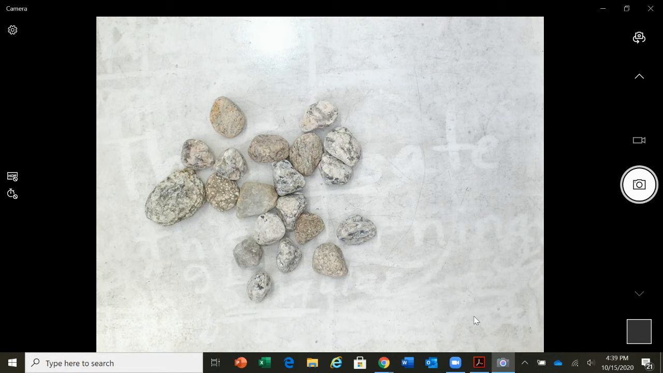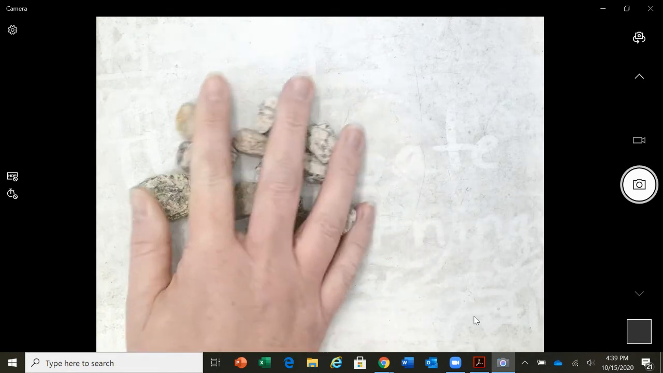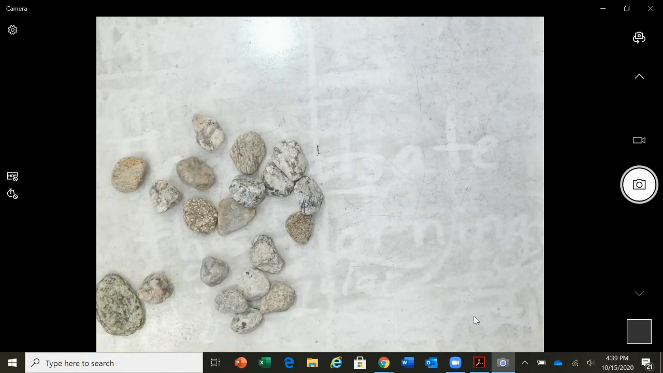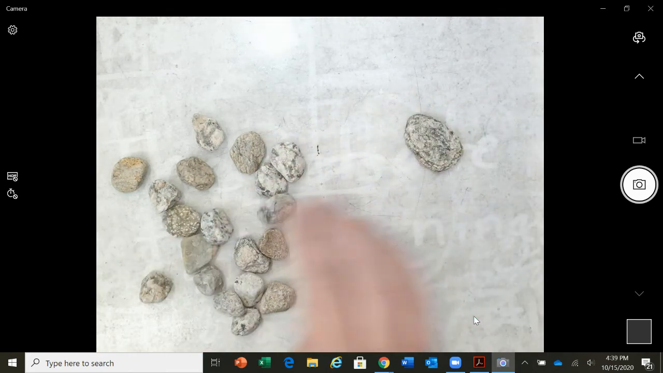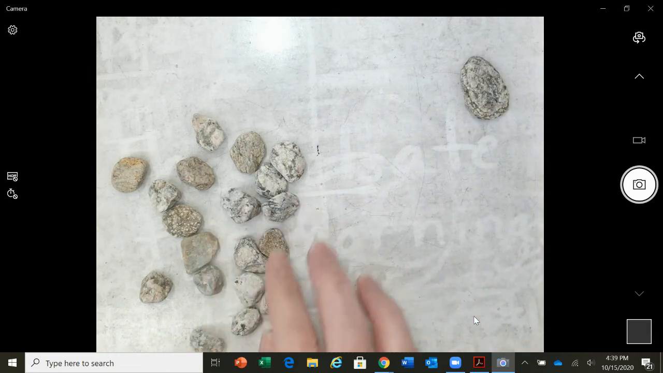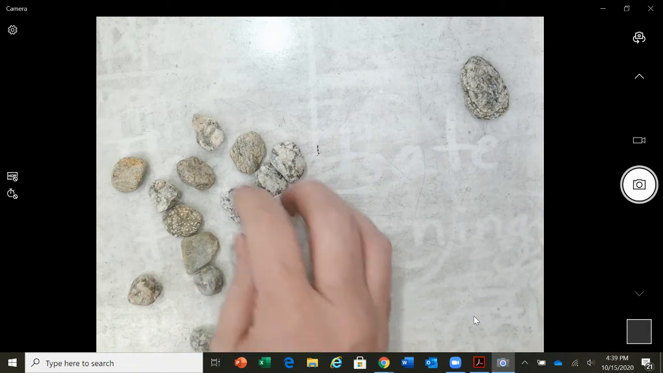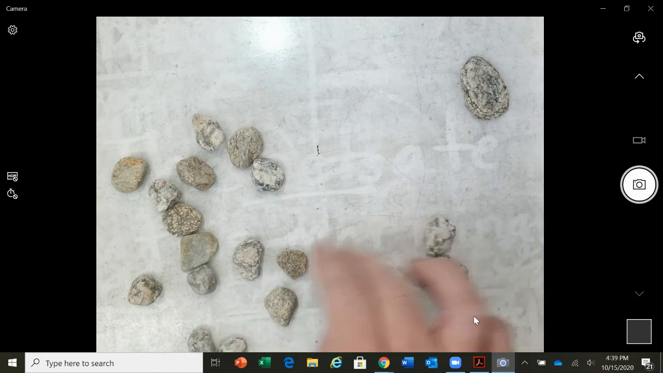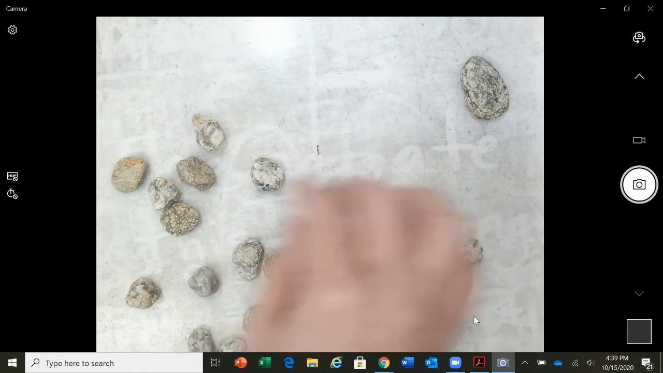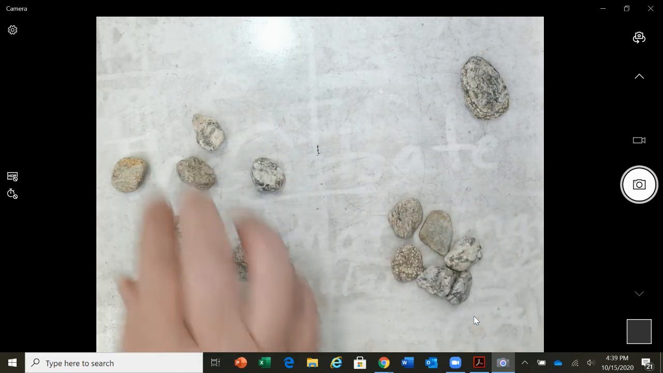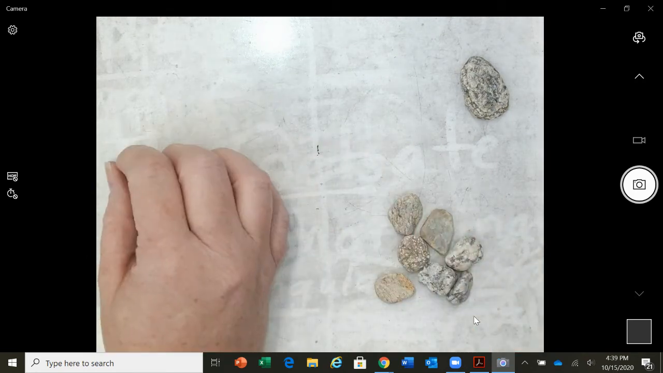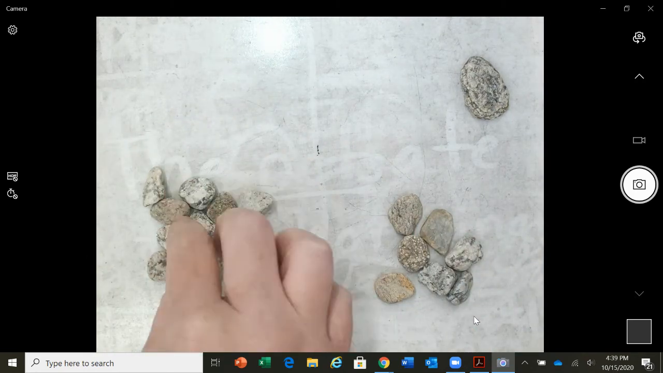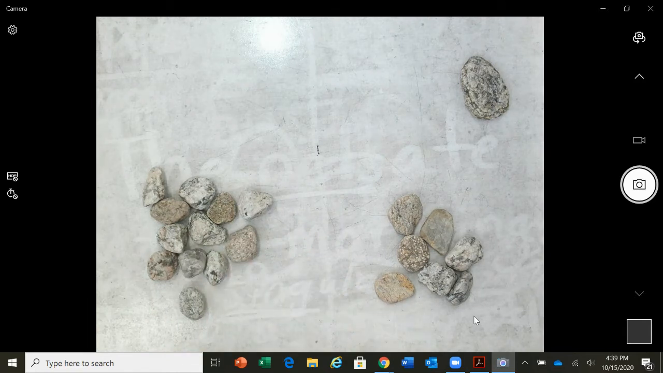Okay, so if I look at my rocks, I can sort my rocks by size. This one's way bigger than the rest of them, so I can do kind of big, and then have more medium-sized rocks, and then I have kind of small rocks. Some of these might be more medium rocks. So I can sort by size.